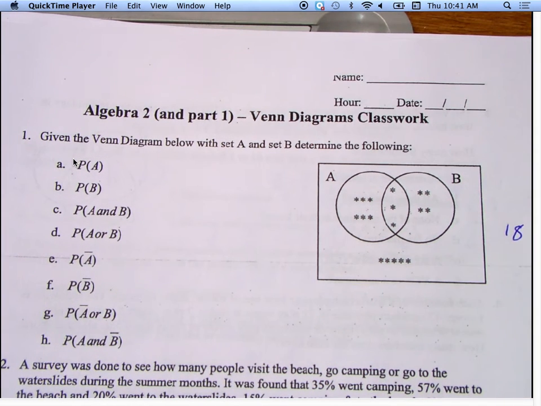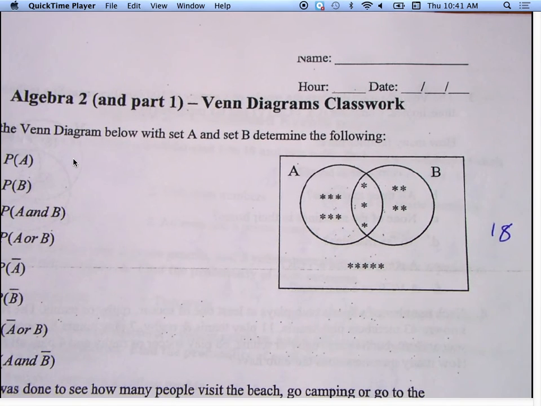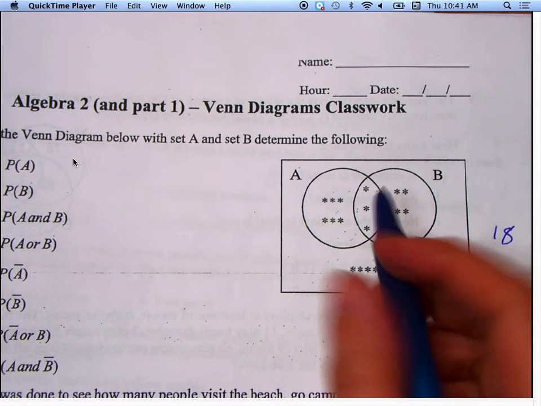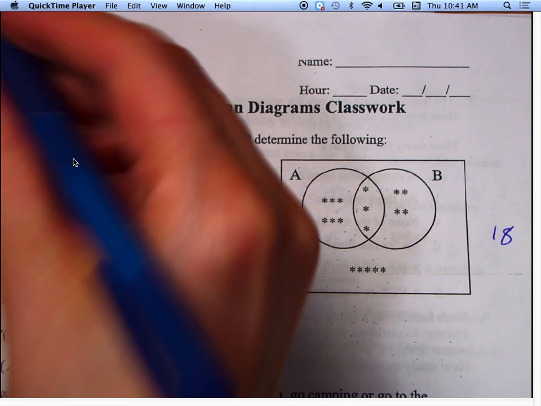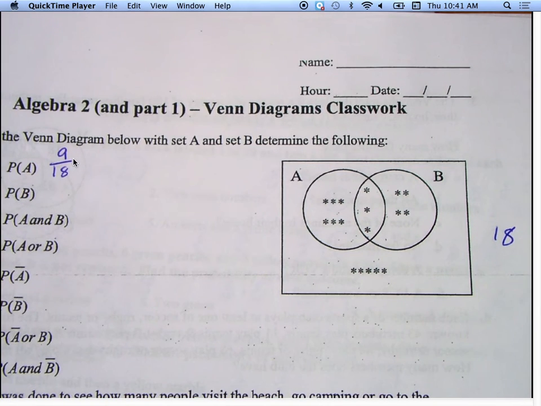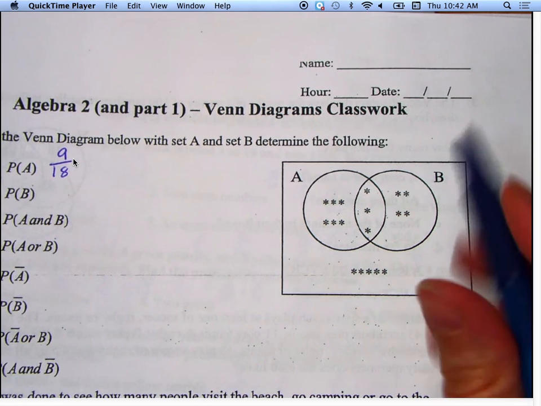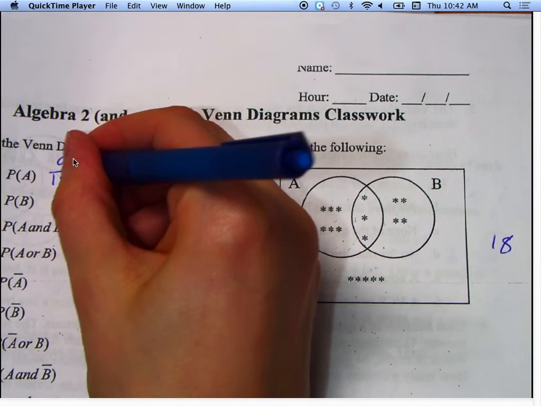What's the probability of picking one from A? How many are in circle A? 6, 7, 8, 9. 9 out of 18. Try it again. Oh, wait. You said picking one from A though. Did I say it couldn't be in the union? I just said it has to be in A. Okay. 9 out of 18, 1/2.